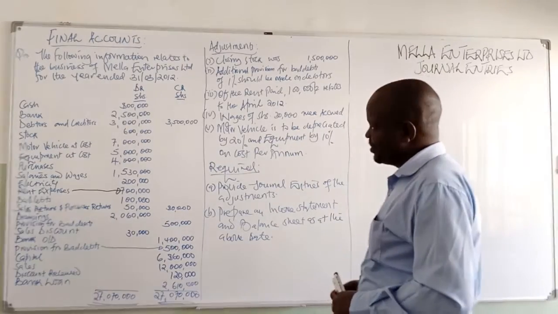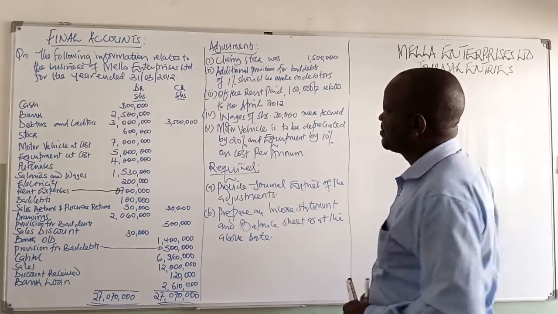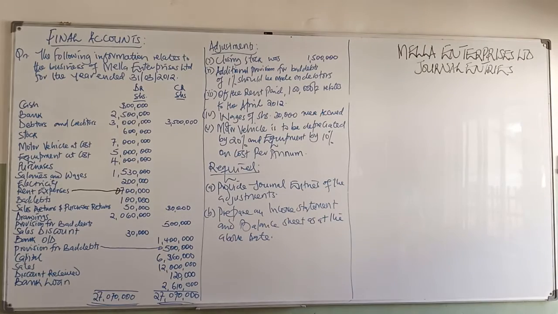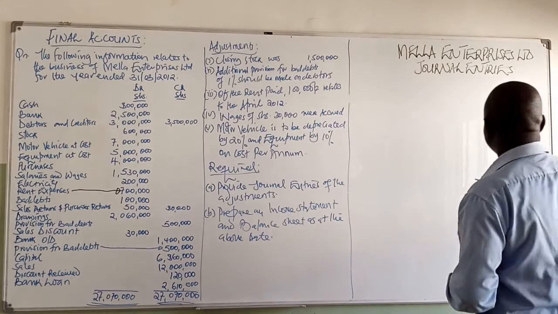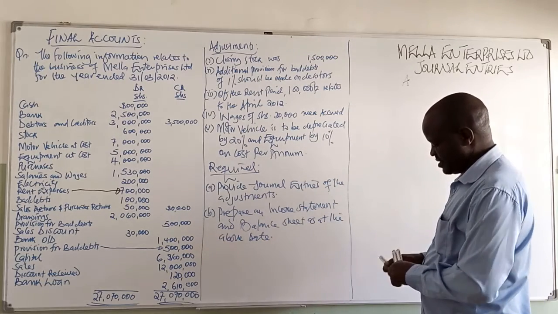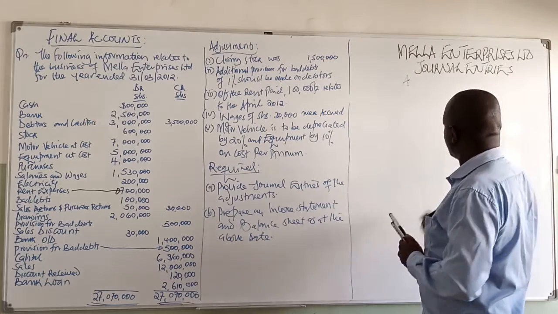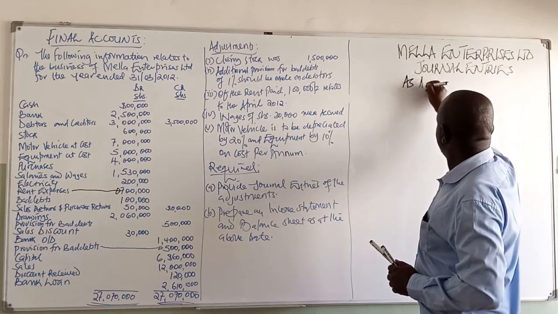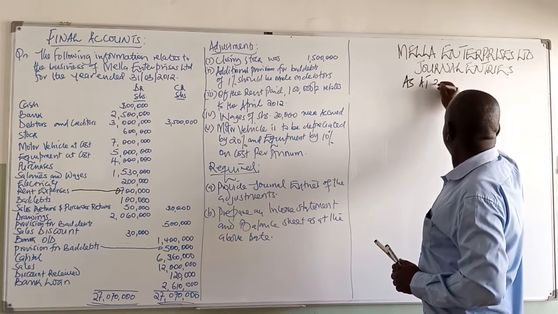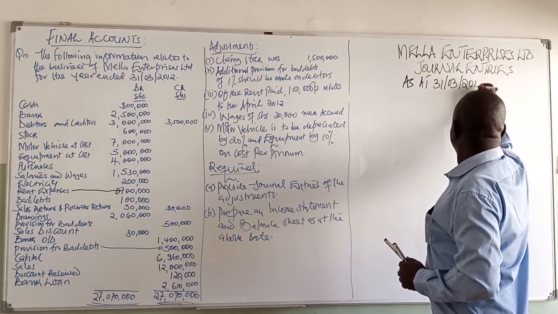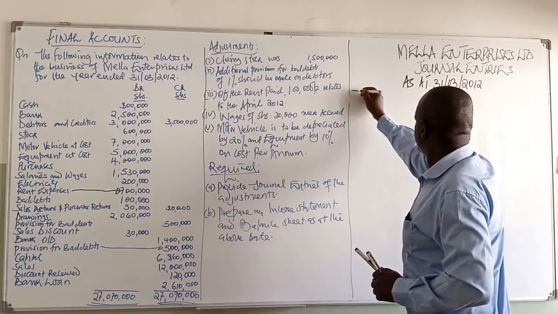Now these journal entries for the year, we shall say journal entries as at 31st March, like that.